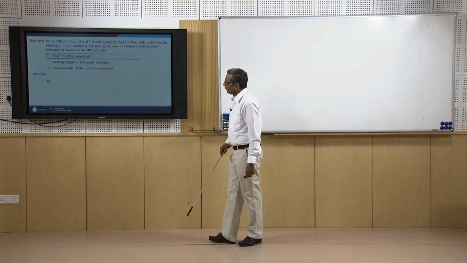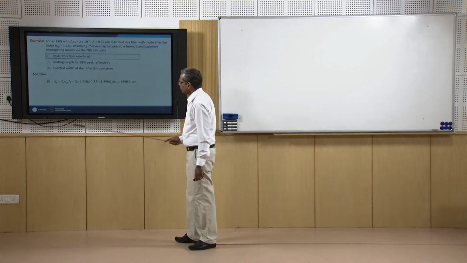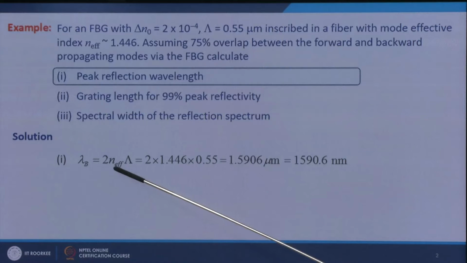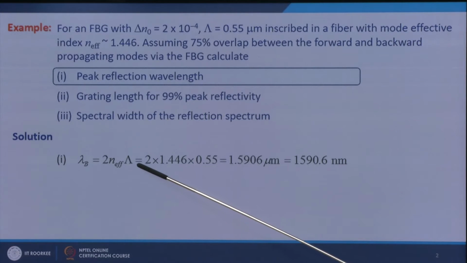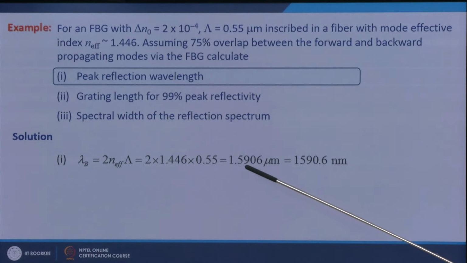So, peak reflection wavelength is given by the phase matching condition, which is lambda b is equal to 2 n effective times capital lambda. So, if I plug in these numbers here, then it comes out to be 1590.6 nanometers.